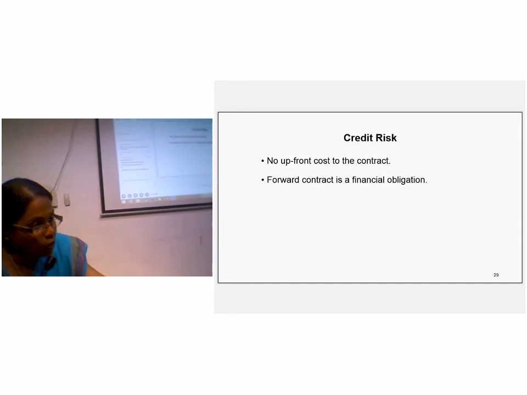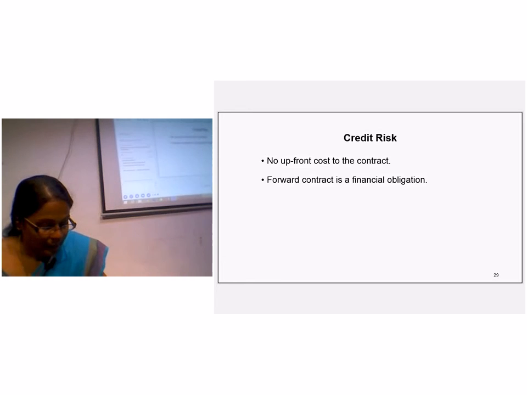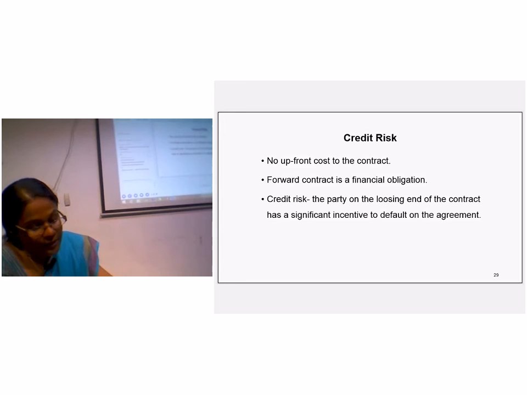A forward contract is a financial obligation. Now for B, it's an obligation, because in 3 months' time, B has to pay 50,000. The party on the losing end of the contract has a significant incentive to default on the agreement. Now, assume you have locked in a forward price of 50 and the market price is 10. So the buyer, because of this forward contract, has to pay 40 rupees additional. If that is the case, it creates an incentive, an opportunity, a motivation to default on the agreement. Therefore there is credit risk in forward contracts, right?